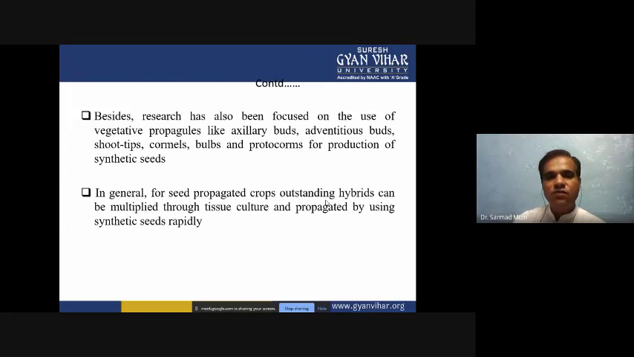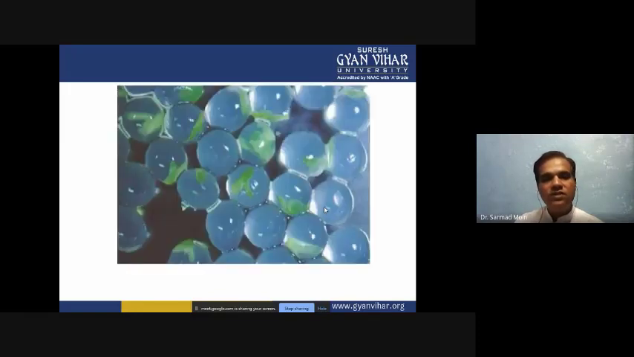Research has also focused on the use of vegetative propagules like axillary buds, adventitious shoots, shoot tips, corms, bulbs, and protocorms for production of synthetic seeds. Various types of cells we can utilize to produce these synthetic seeds. In general, seed-propagated outcrossing hybrids can be multiplied through tissue culture and propagated rapidly using synthetic seed. We can rapidly produce plantlets from these encapsulated somatic embryos, and if we want to store them, we can store them and utilize them later.